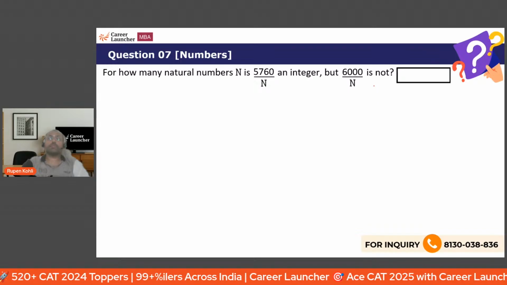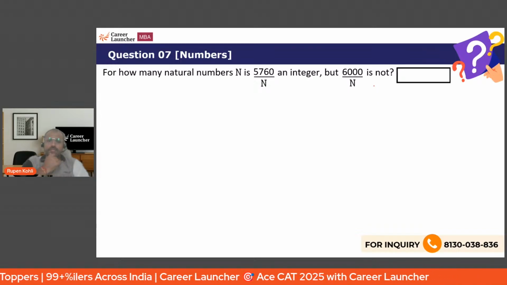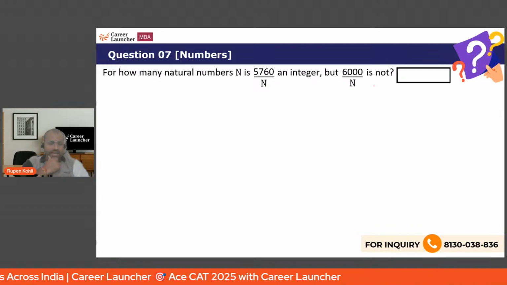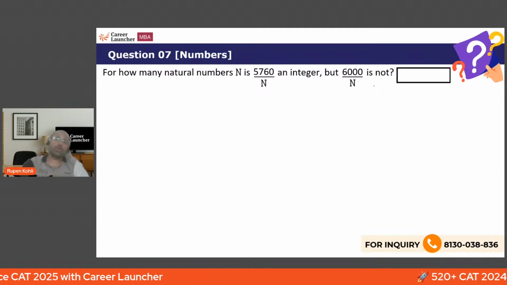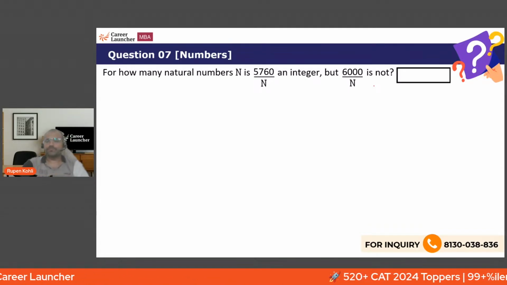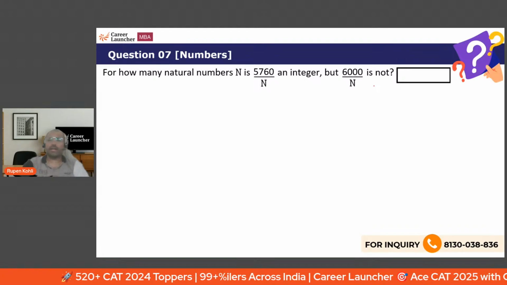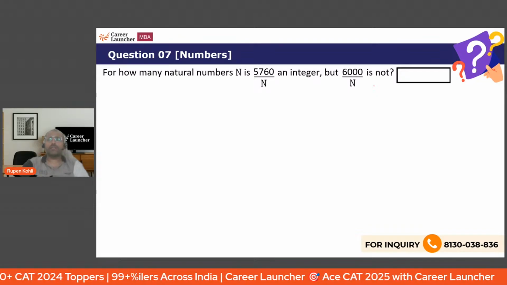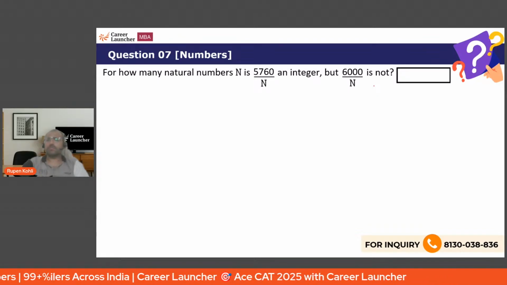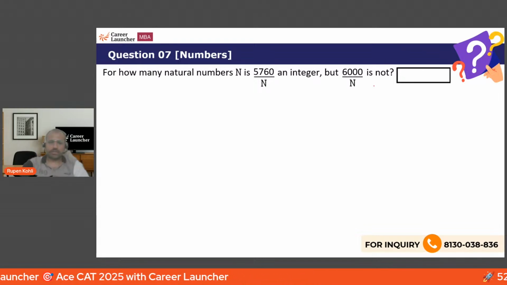How many natural numbers n is such that 5760 divided by n is an integer, but 6000 divided by n is not? Hmm. What does the question say? What is it trying to say? I'm trying to wrap my head around that. Can you do that? Please, people, I want some response on this. Okay, I'm giving you 2 minutes. Okay, let's try this.